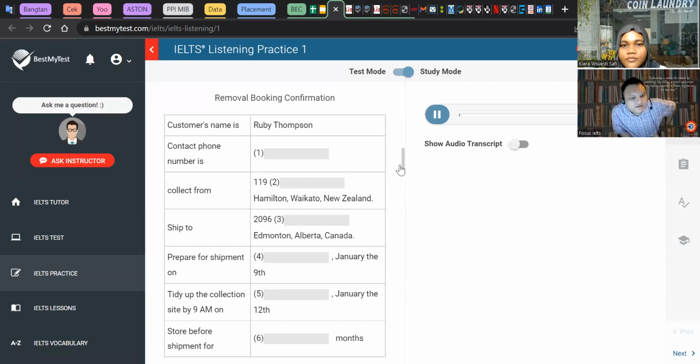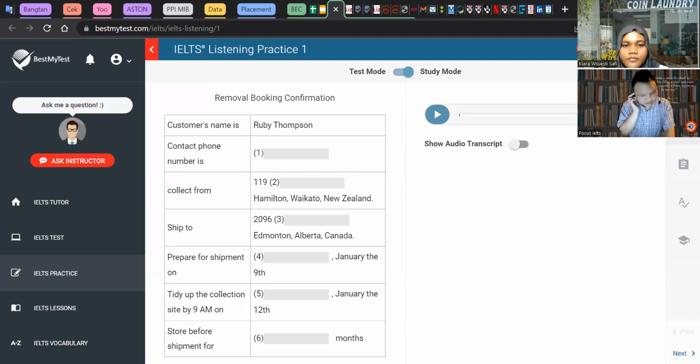Section 1. You will hear a conversation between a customer and a moving agent. First, you will have some time to look at questions 1 to 6. Now, listen carefully and answer questions 1 to 6.